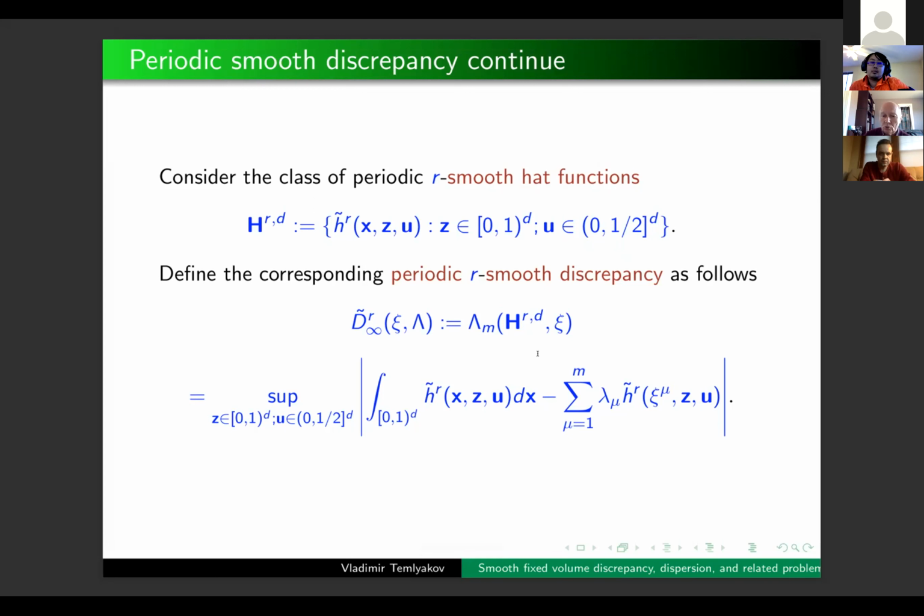But now we have this Z and U, and in this definition, you put infinity here. We take the supremum over all of them. So this is again the classical error of numerical integration for this whole class. And this whole class depends on two parameters, Z and U, and we take a supremum over both of these parameters. So this is classical, and it depends on points and on weights.